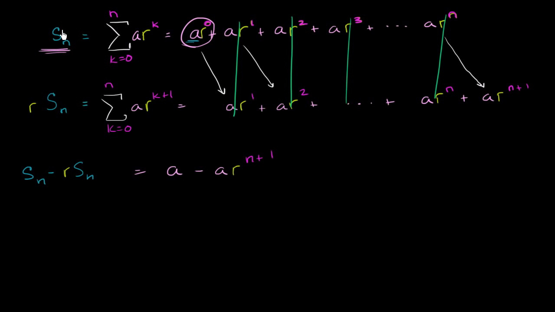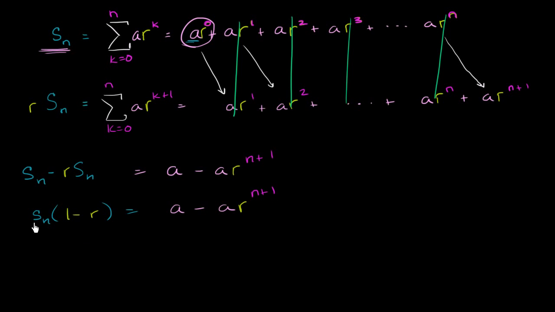And now we can just solve for our sum. Remember, that's the whole point of this video to begin with, to try to derive a formula for this sum. So let's factor out S sub n here. So this is S sub n times 1 minus r is equal to this right over here. It's equal to the first term minus the first term times r to the n plus 1, so one more power than the number of terms in our original sum. Times r to the n plus 1 power.